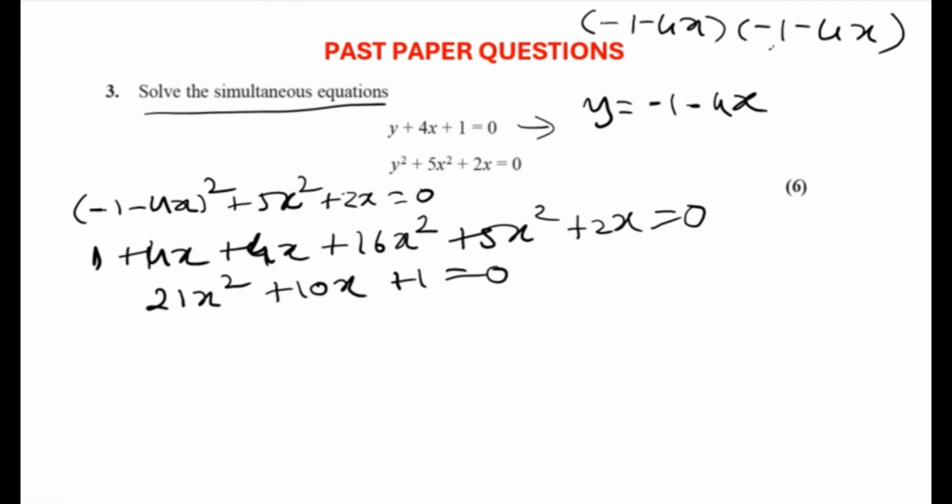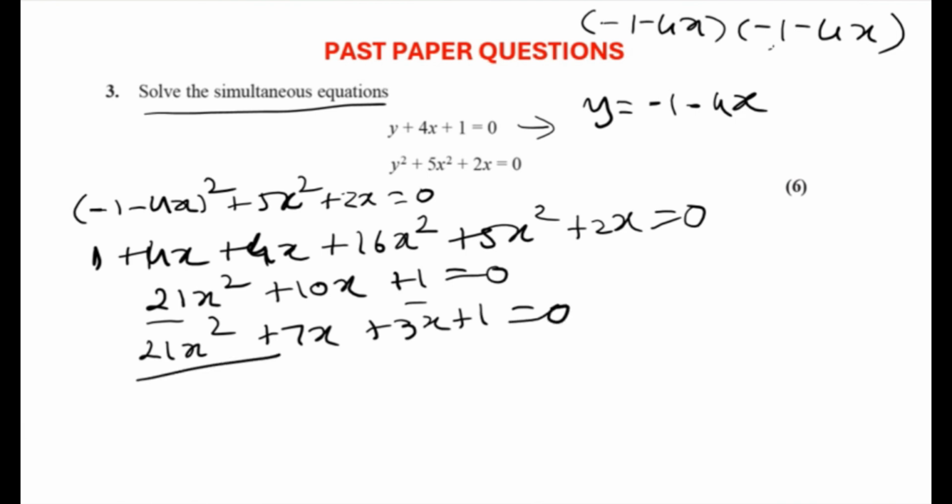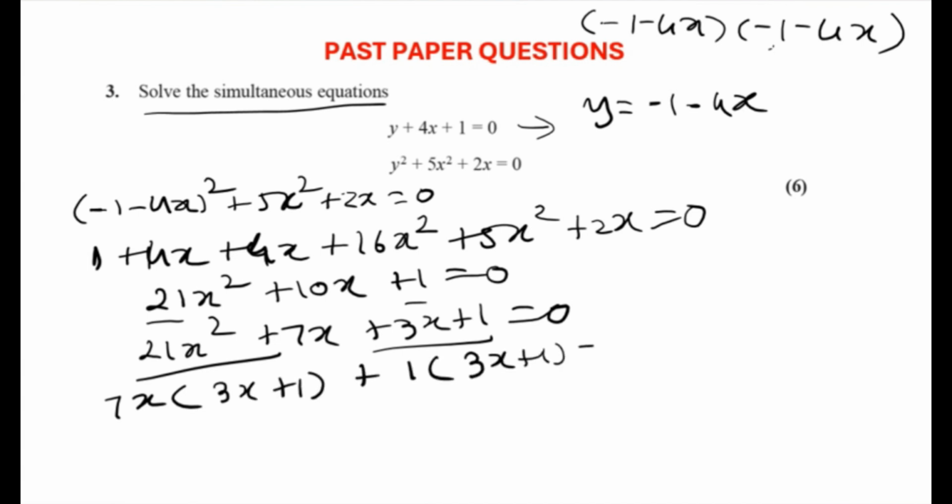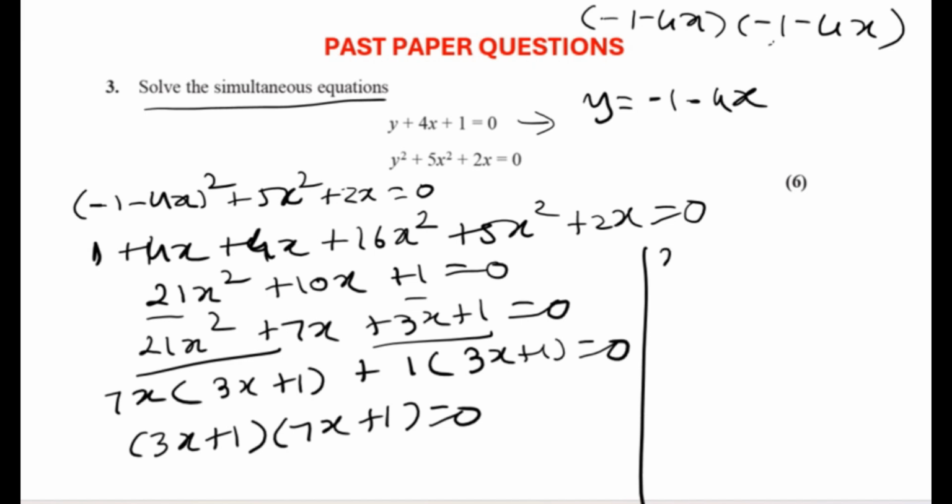If you want to factorize this, 21 times 1 is 21. So 21x squared plus 7x plus 3x plus 1 is equal to 0. Make a group of 2. 7x is common, so 3x plus 1. In the second group there is nothing common, so we can write 1, and 3x plus 1 equal to 0. So 3x plus 1, 7x plus 1 equal to 0. So we will get here the value of x is equal to minus 1 over 3.